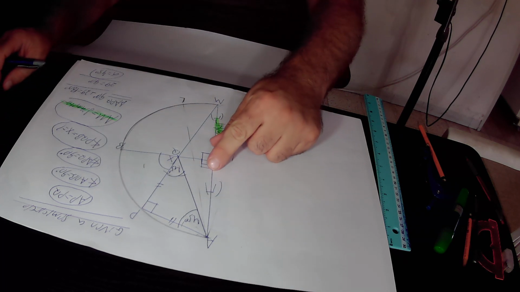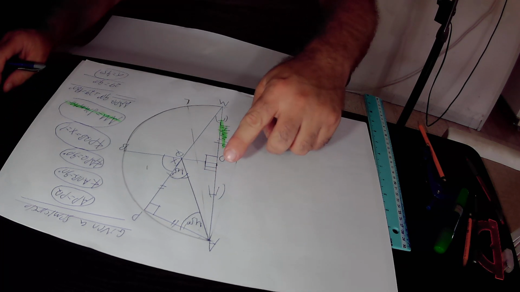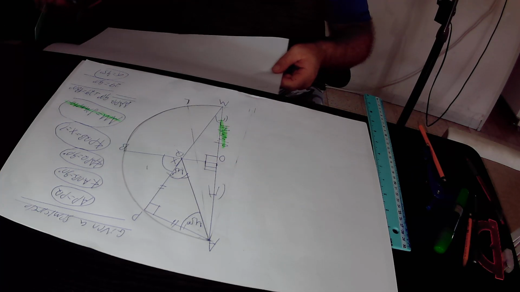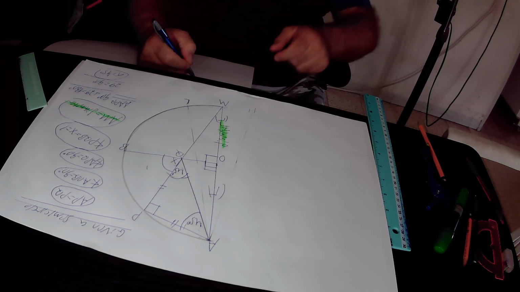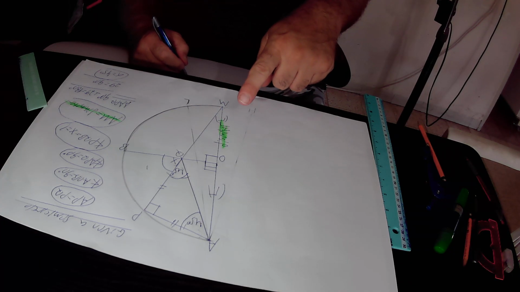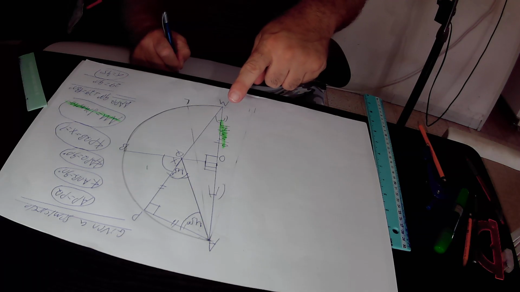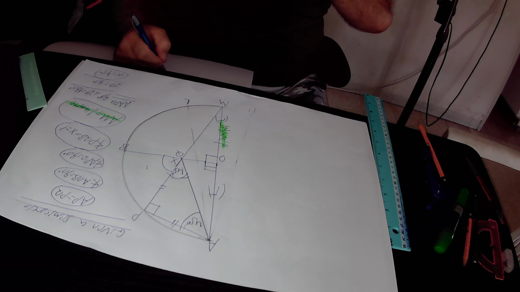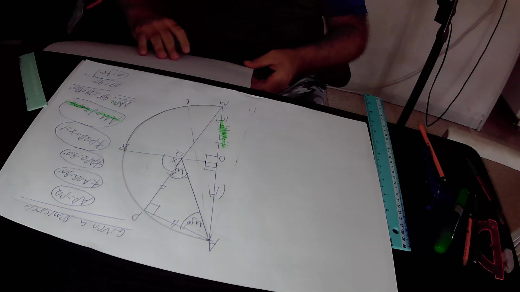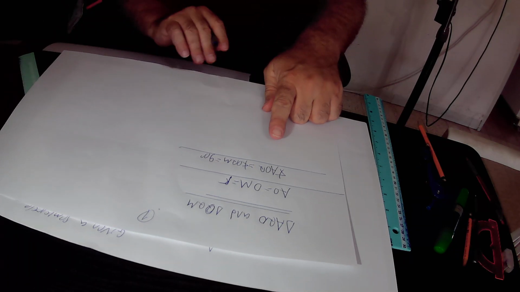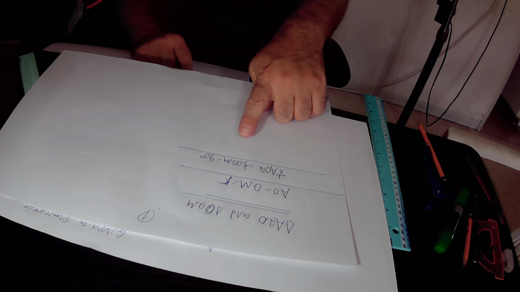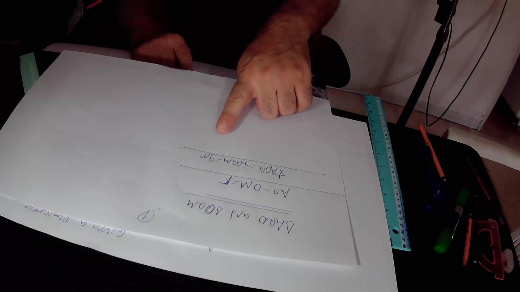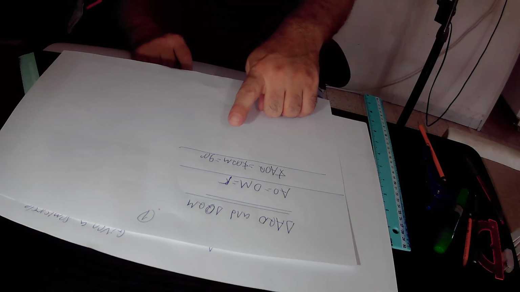In addition, those two angles are both right angles, therefore they are equal to each other. So angle AOQ in right triangle AOQ is equal to angle OQM in the right triangle OQM. They are both equal to 90 degrees, and therefore they are equal to each other.